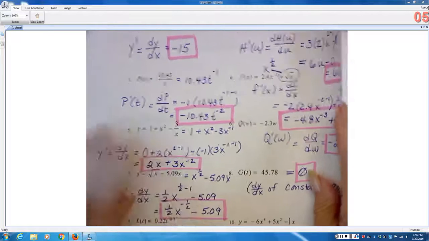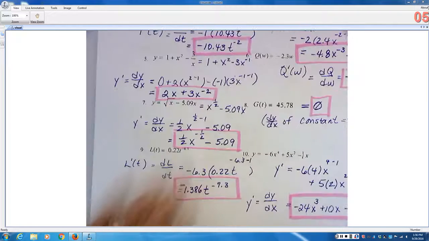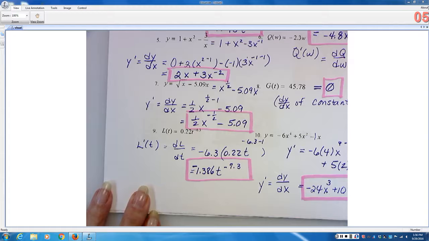Number 9, will it hurt to say that your exponent of negative 7.13 cannot be negative? Will it make you? No, not for what I do.